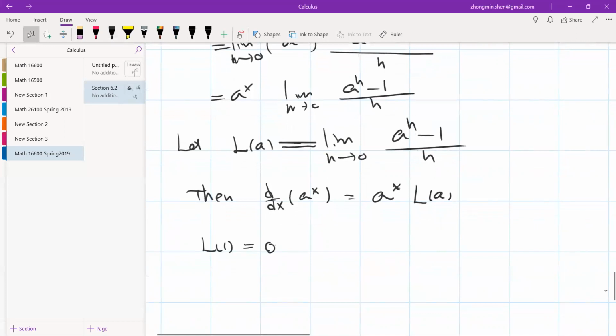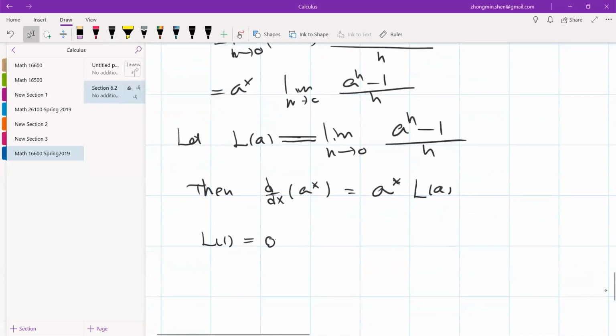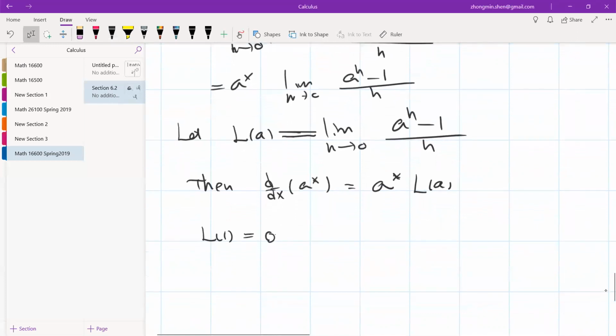Actually, further study can show that this is an increasing function, from negative infinity to positive infinity. It can be very large, and it can be a very negative, small number.